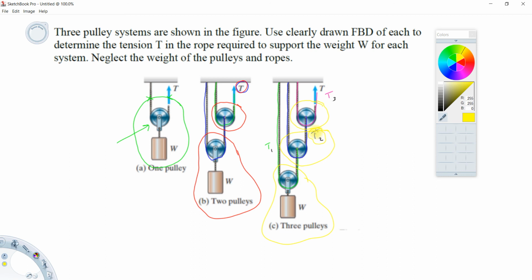So anyway, that should be enough here. Plenty long video here on pulleys. I hope anybody watching this enjoyed it and has a little better idea of how to analyze pulleys.